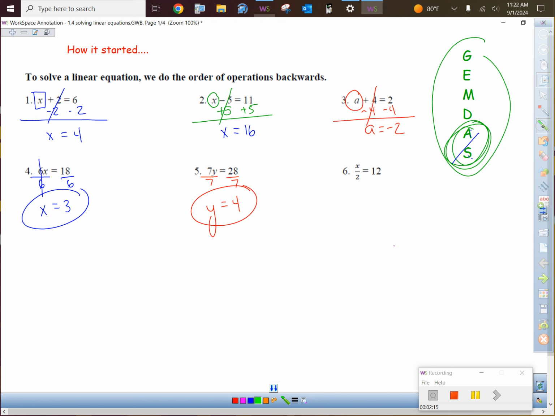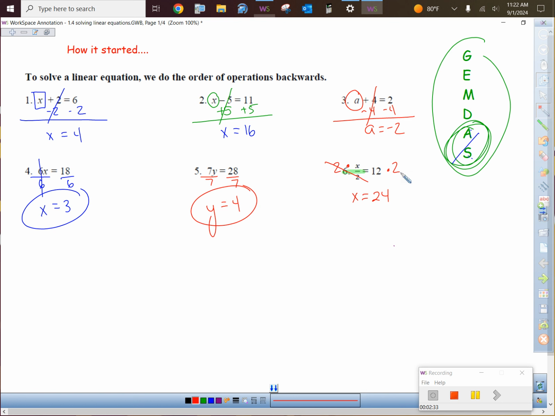And then don't let this one scare you right here. Yes, it is a fraction bar, but it's really divide. And what I'd like to do is get rid of that divide by 2. I get rid of divide by 2 by multiplying both sides by 2. So to multiply both sides by 2, it would look like this. The times 2 and the divide by 2 cancel each other out, and I'm left with 12 times 2 on the other side, which is 24.